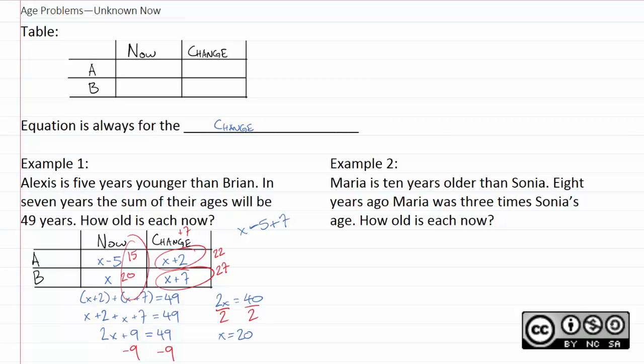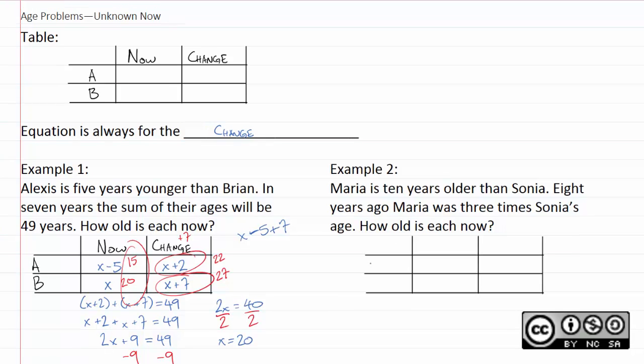Example 2, very similar. It says Maria is 10 years older than Sonia. 8 years ago, Maria was 3 times Sonia's age. How old is each now? So let's go ahead and set that up. So again, we begin by listing our names, Maria and Sonia. You can just use M and S if you wish, just like we did with the previous problem. And then we look at now and the change. Well, at the moment, it says Maria is 10 years older than Sonia, which she will then be forever. If Sonia's age is X, Maria's age is X plus 10.